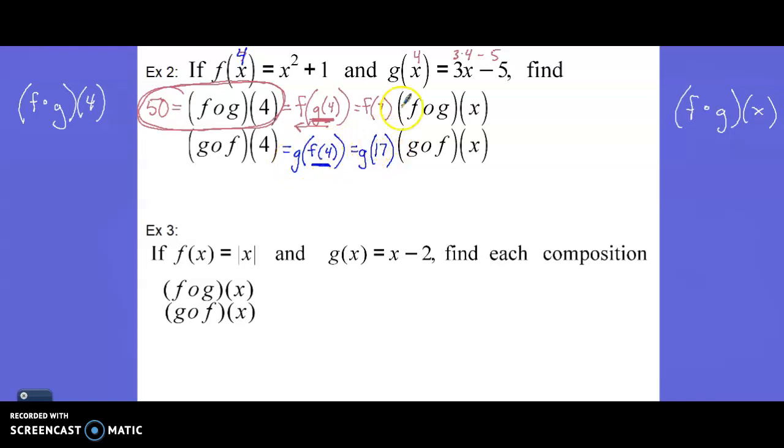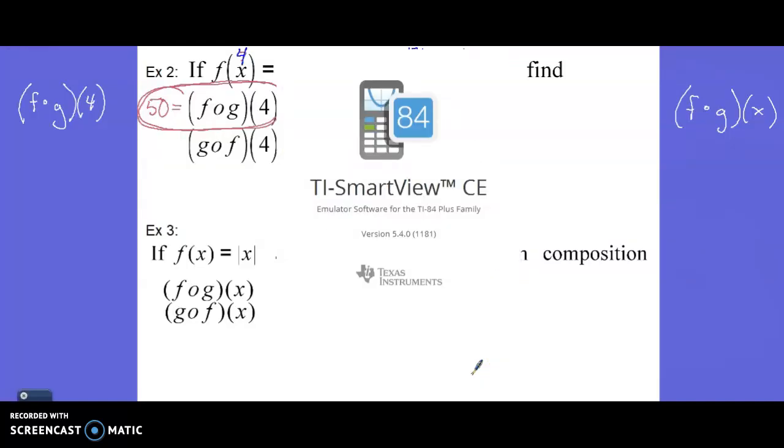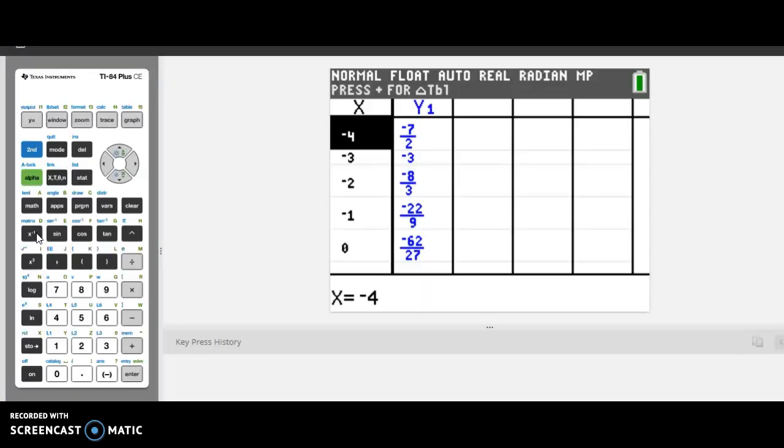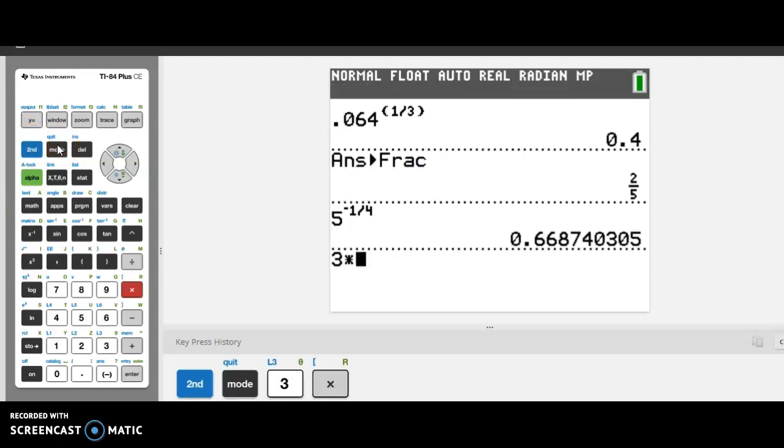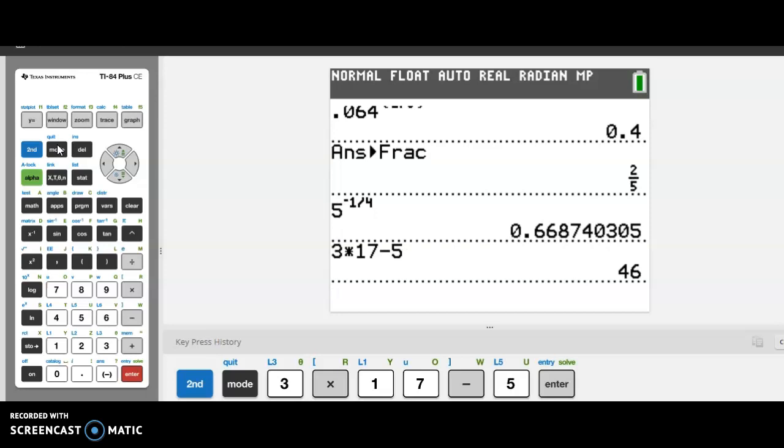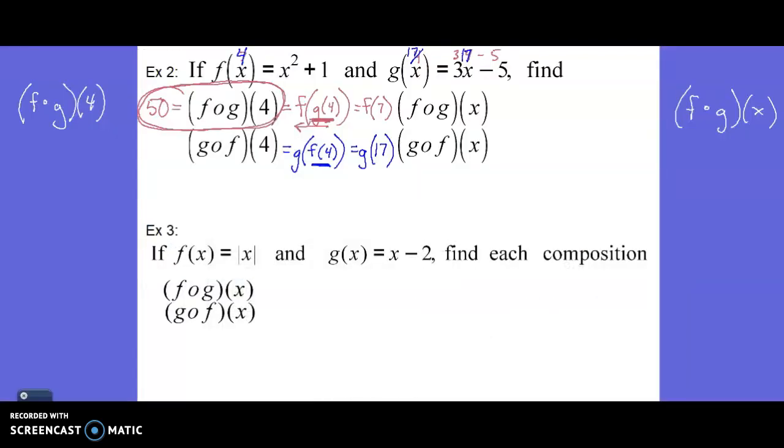Well, now it's telling me to go to the g function and replace that x with 17. So we're looking at 3 times 17 minus 5. And I just want to double check I get the right answer. I should have hit pause so you don't have to wait for this program to load up. There we go. 3 times 17 minus 5. You get an answer of 46. So you definitely get a different answer with a different order. Same numbers, but different order, you'll get a different answer.